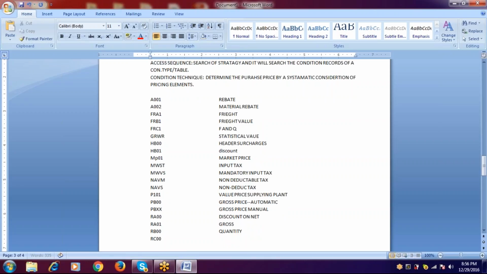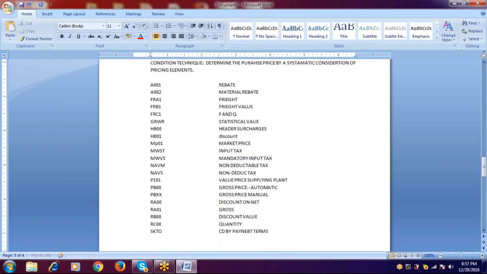And as well as RC00, which is for the cross discount. Quantity discounts. And RP00 is for the discount amount, discount value. And as well as SKT0. This is for the cash discounts by payment terms. Cash discounts by payment terms, SKT0.